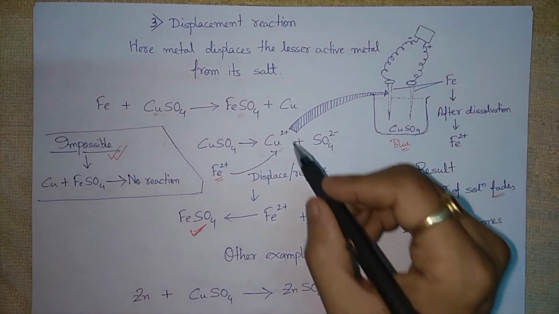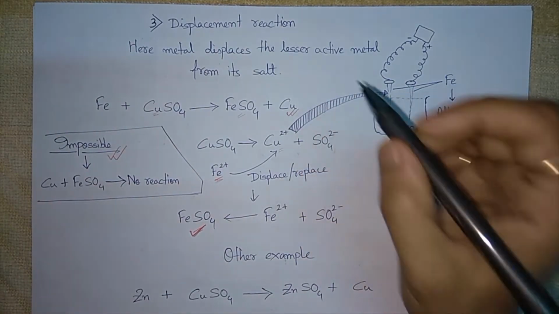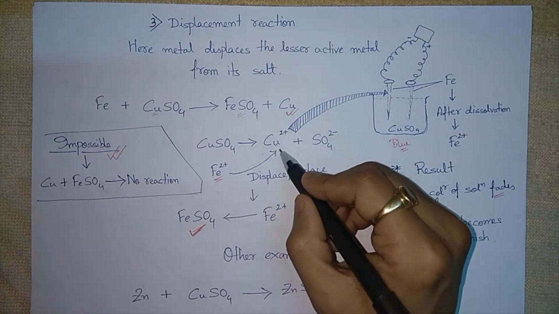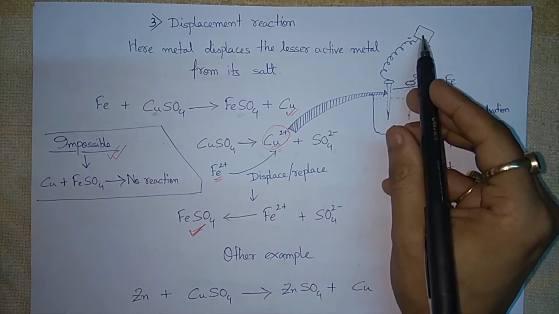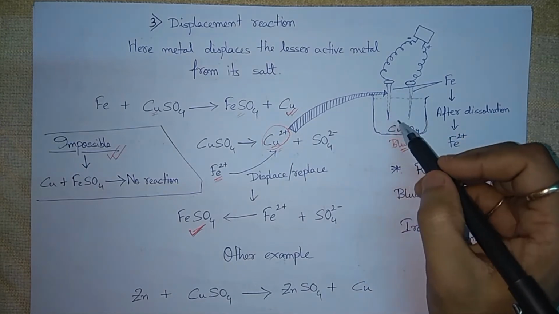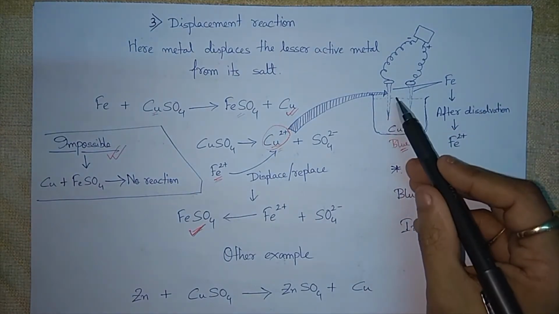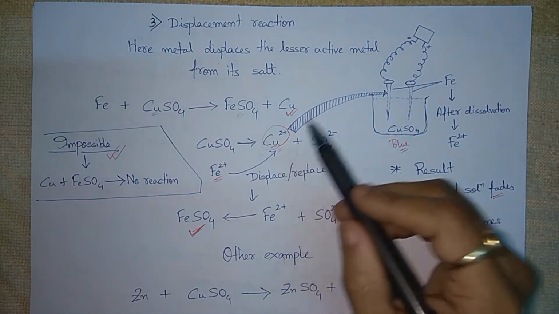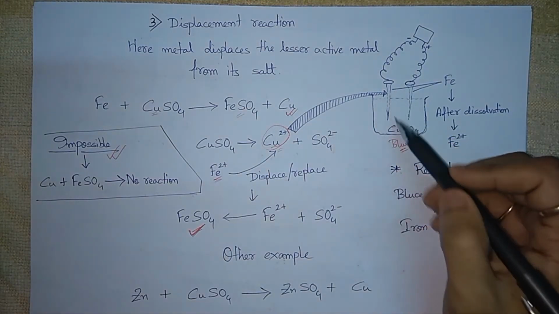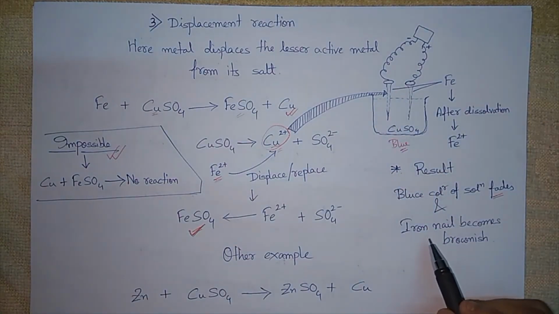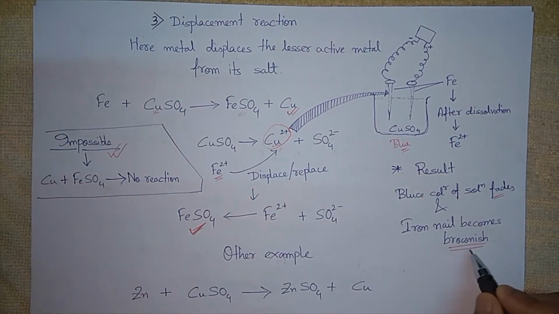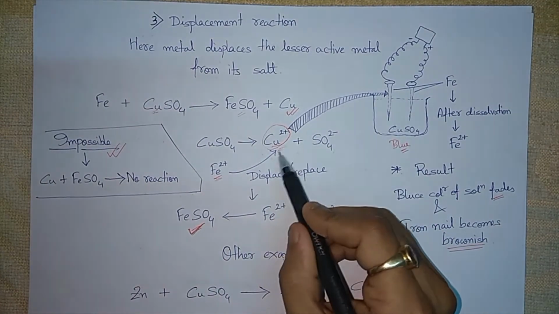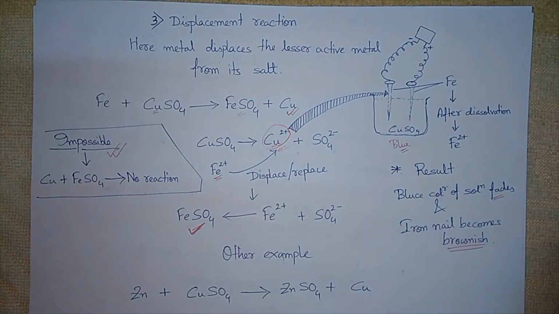And what will happen to this copper? This copper, because it is a positive ion, will attach to the negative electrode. So here is the negative electrode, the iron nail. So this copper will deposit over the iron surface. The result will be the iron nail becomes brownish. This brown color is due to the deposition of copper. So it is very simple.